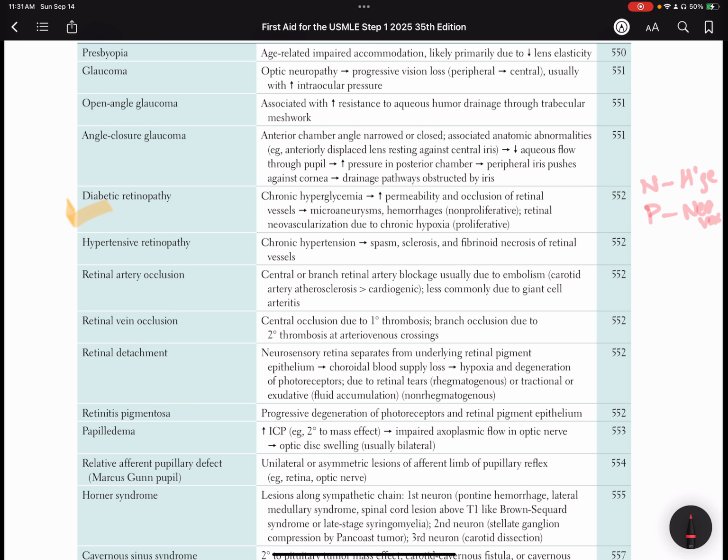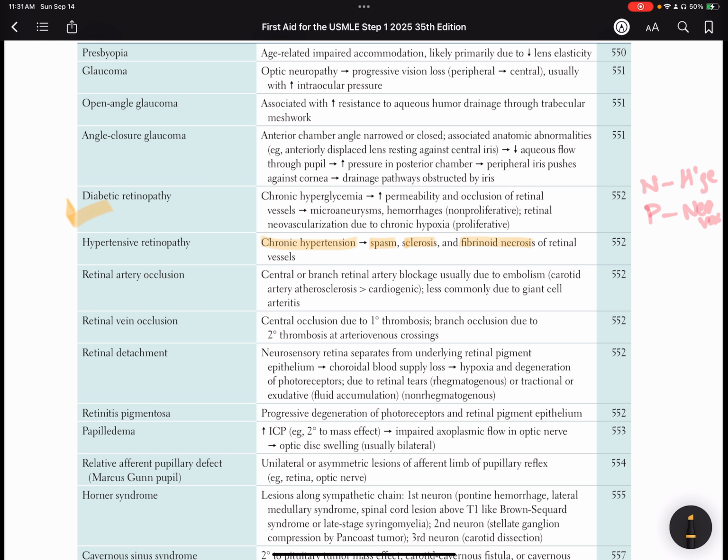What causes hypertensive retinopathy? Hypertensive retinopathy is caused by chronic hypertension causing spasm, sclerosis, and fibrinoid necrosis of retinal vessels.